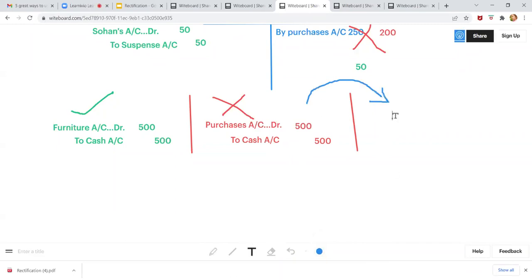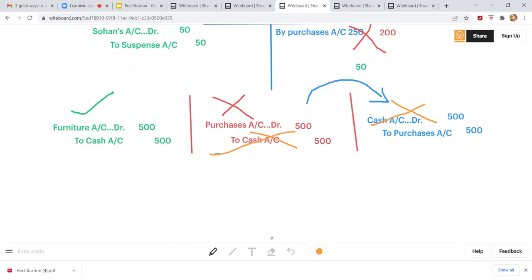So it will be like cash account debit to purchases account credit, with the amount of rupees 500, here also 500, right? So this credit, and wait, let me change this color. This credit and this debit will nullify, right?